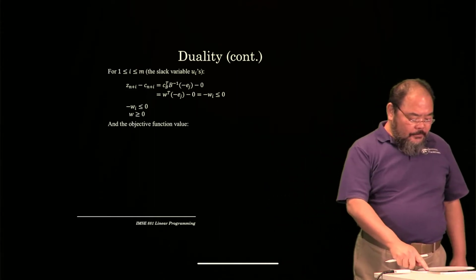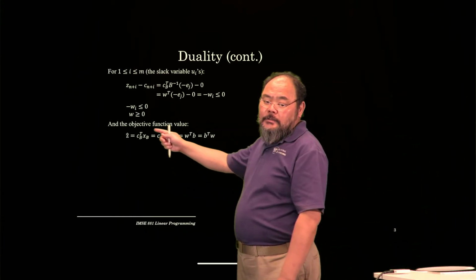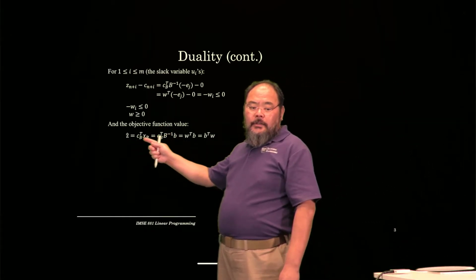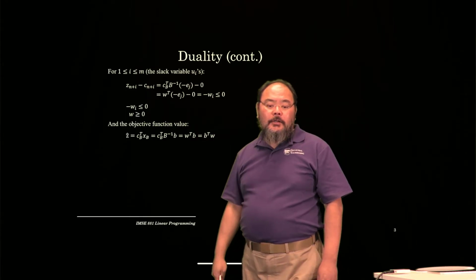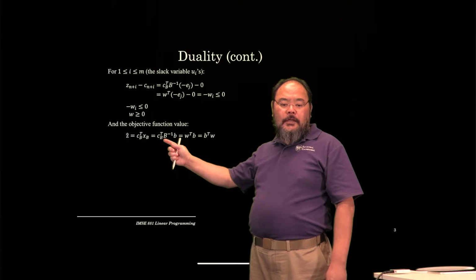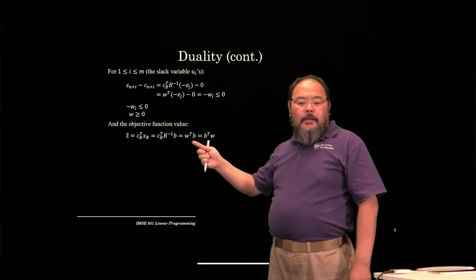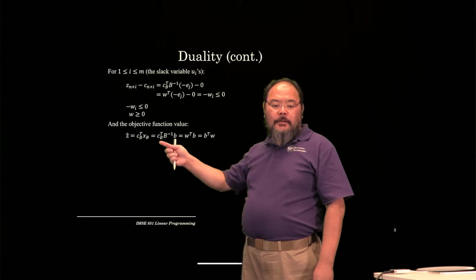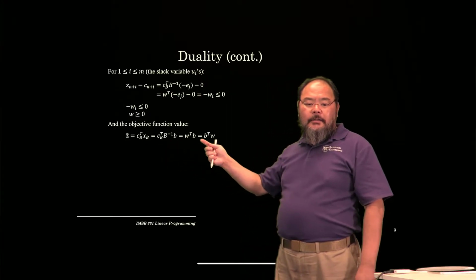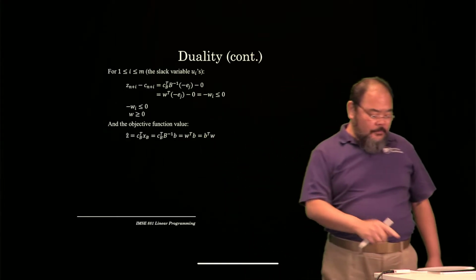Also, for the objective function value, we can see that z hat, the current objective function value, equals cB transpose times XB, and it also equals cB transpose times B inverse times b, which is XB. And cB transpose times B inverse equals omega, and therefore it equals b transpose times omega.